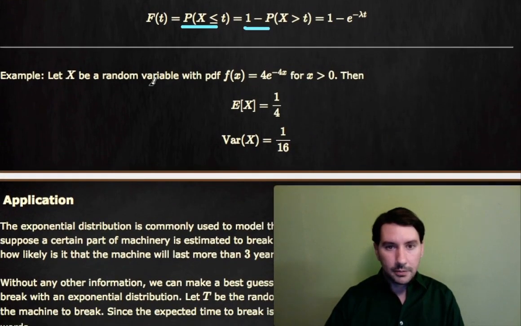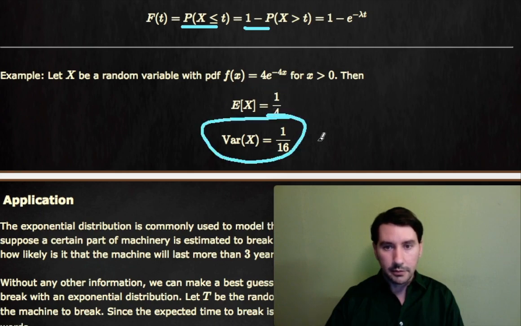And so, for example, if x is a random variable with PDF f of x equals 4e to the minus 4x for x bigger than 0, then it's exponential with parameter lambda equals 4, and the mean is 1 over 4, and the variance is 1 over 4 squared, or 1 over 16.